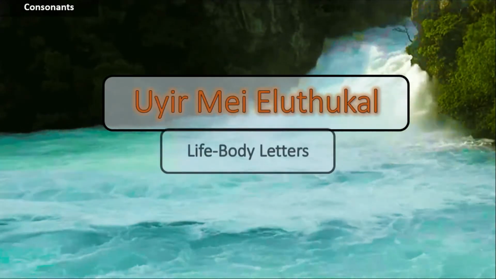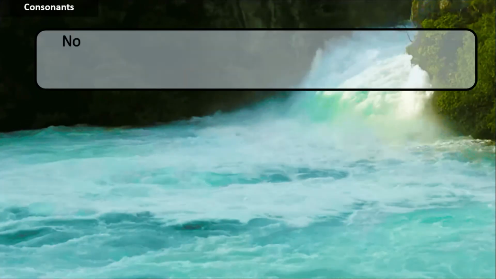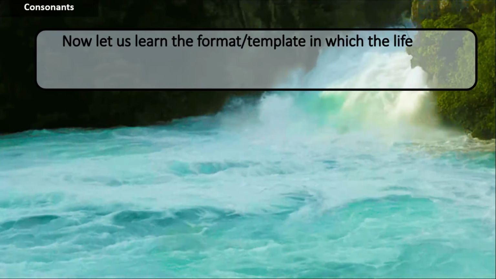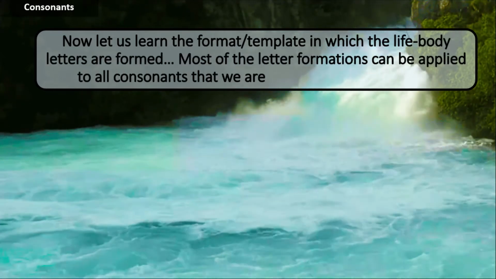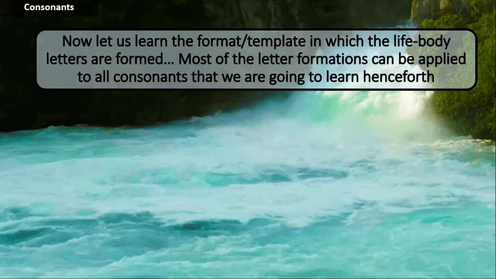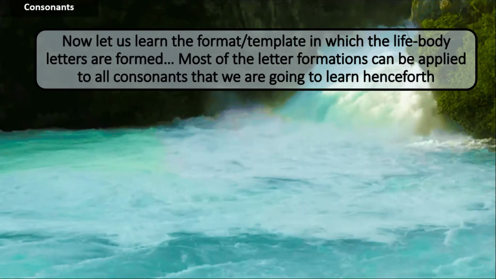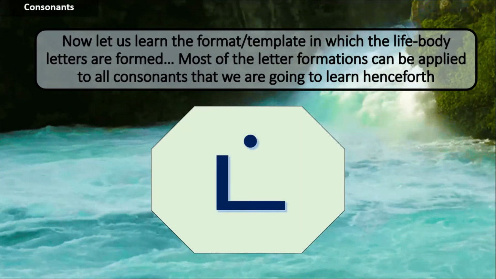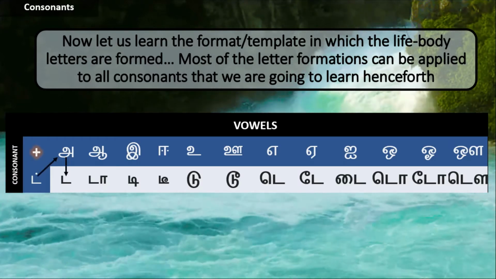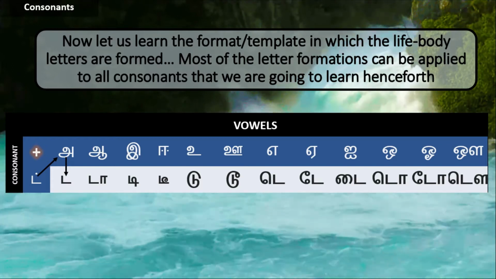உயிர்மெய் எழுத்துகள், live body letters. Now let us learn the format or template in which the live body letters are formed. Most of the letter formations can be applied to all consonants that we are going to learn henceforth. We start with it. When it combines with the vowel a, we get ta. உயிர்மெய் எழுத்து ta.